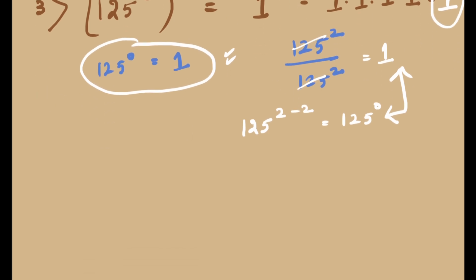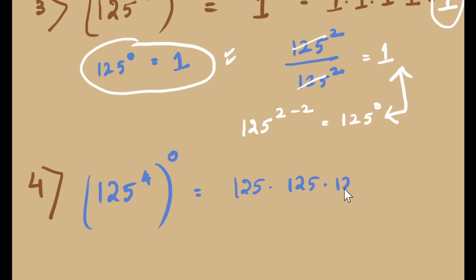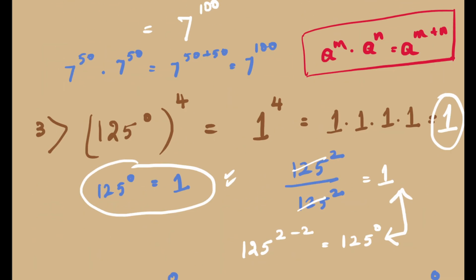Now let's do one more example, the fourth one, and let's involve a 0 in it also, just to make our concepts very clear. 125 raised to the power 4, the whole thing raised to the power 0. First let's deal with what is within the brackets. It is 125 raised to the power 4, or 125 repeatedly multiplied by itself 4 times, and the whole thing is raised to the power 0. That is, it is multiplied with itself 0 number of times, or this is equal to 1. So based on all these examples, let us generalize whatever we have learnt.